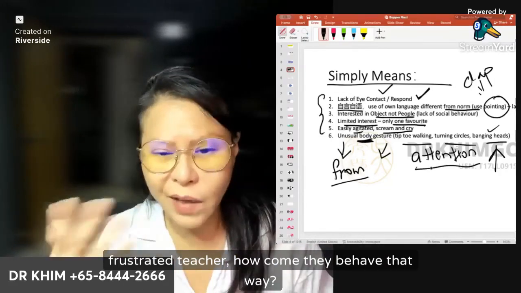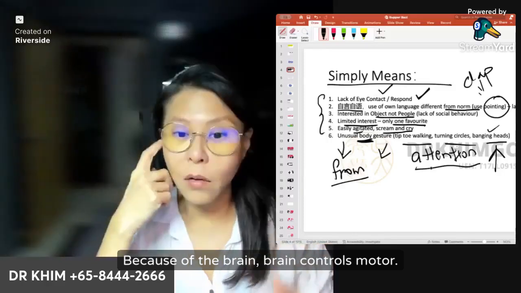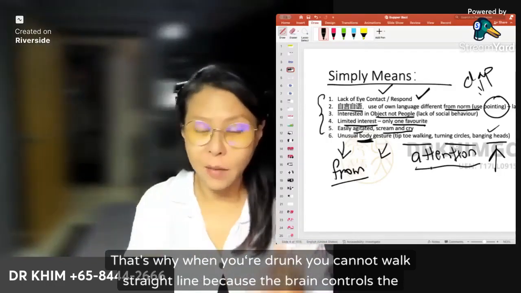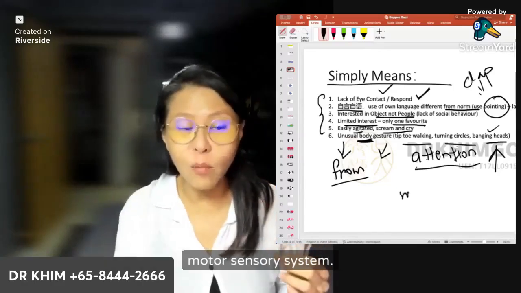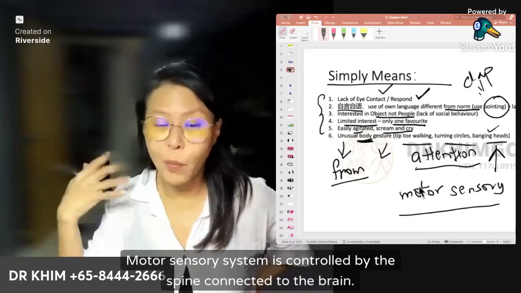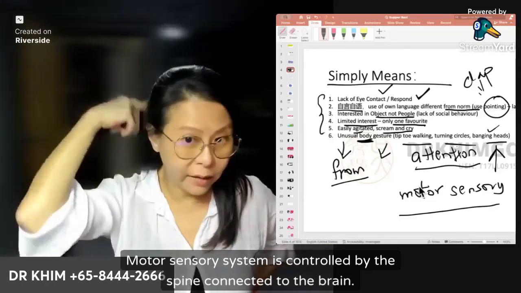Teacher, how come they behave that way? Because of the brain. The brain controls motor. That's why when you drive, you cannot walk in a straight line. Because the brain controls the motor-sensory system. The motor-sensory system is controlled by the spine connected to the brain.